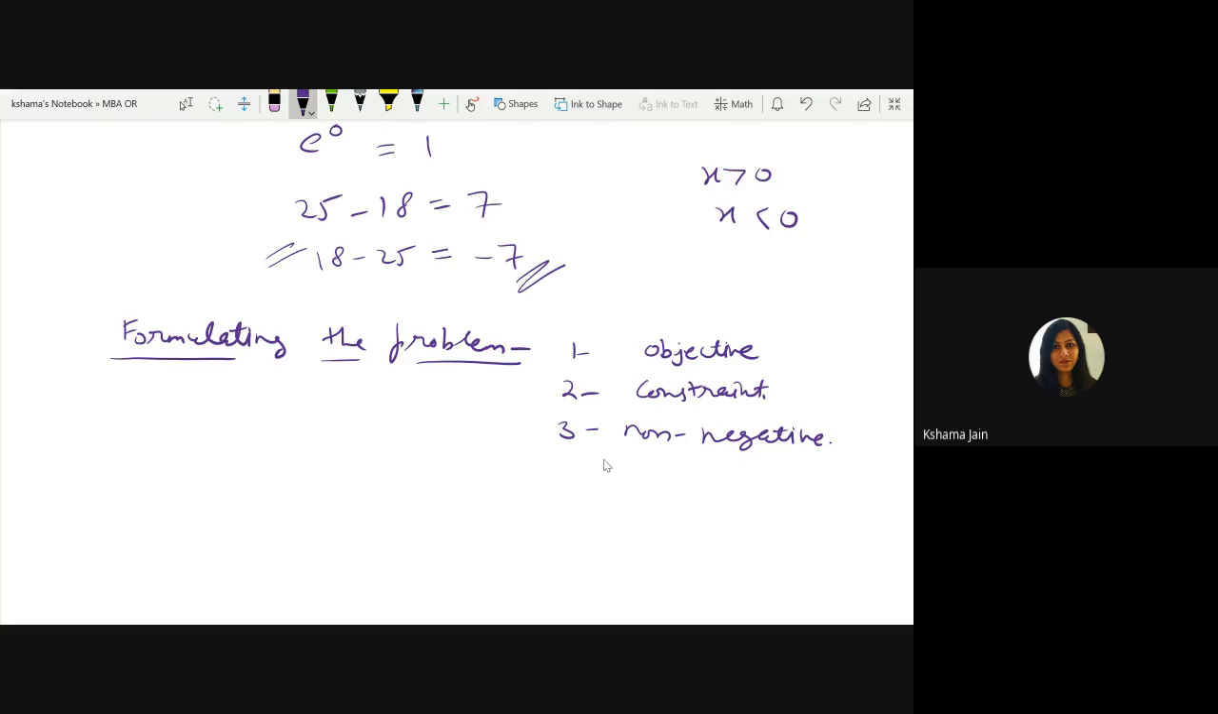These will be in the form of the theory. I will dictate later properly. But here, these three things we are going to use in our problem also: objective, constraint, and non-negativity.